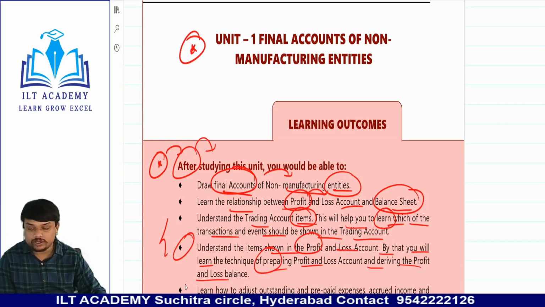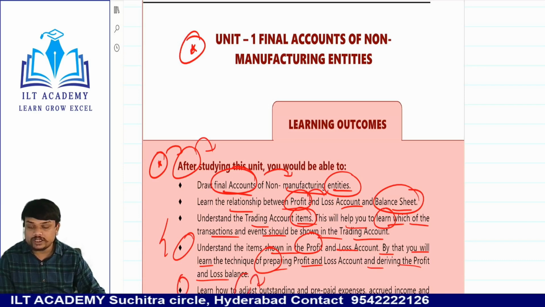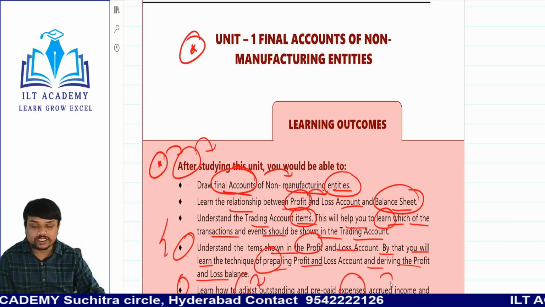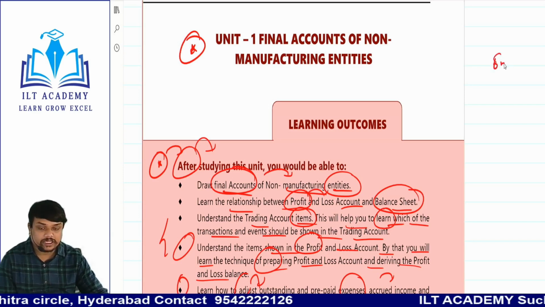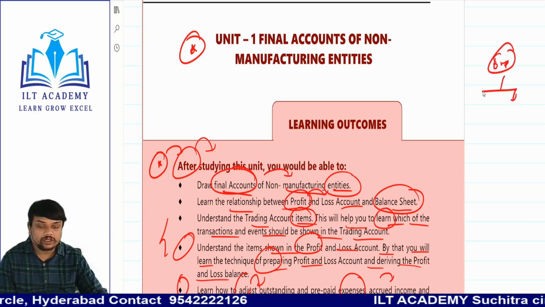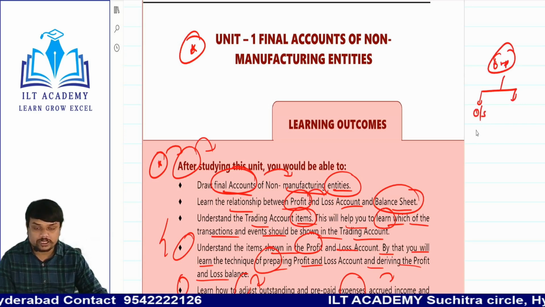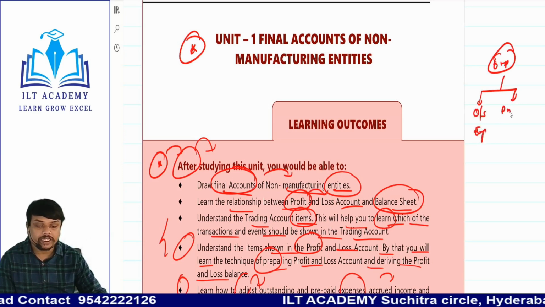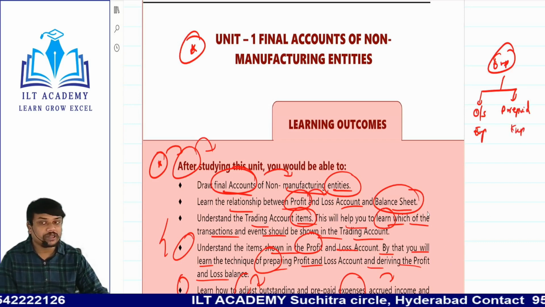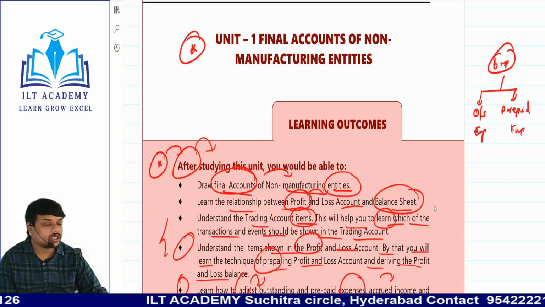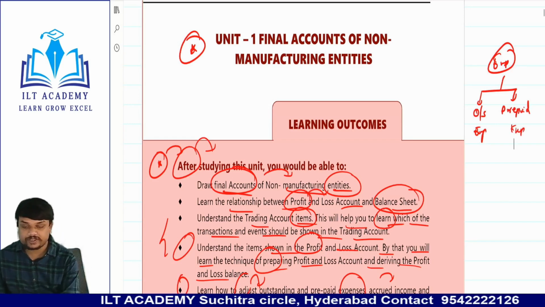Now we are even going to understand how to adjust the outstanding and prepaid expenses, accrued incomes and income received in advance. Like expenses, you are going to learn outstanding expense, how to treat it, and prepaid expense, how to treat that. Similarly, accrued income and income received in advance, how to adjust all these things you are going to learn. Clear?